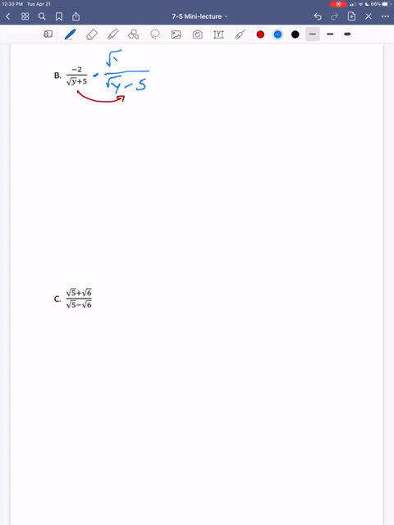And whatever I do to the bottom, I have to do to the top. So I've got the negative 2 in the top. I get square root of y minus 5. And in the bottom then, when I do first, square root of y times square root of y, if I take a square root times itself, that cancels out. I'm left with just y. When I do outer and inner, they cancel out. Now, I'm writing it down. You don't have to write this down.